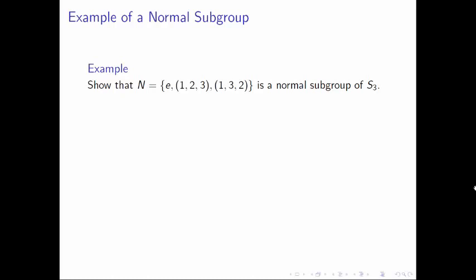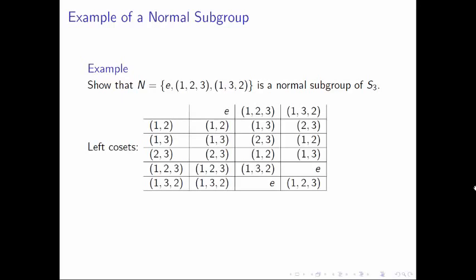So let's begin with an example. Let's show that the subgroup N, which is the identity, the permutation (1 2 3), and the permutation (1 3 2), that's a subgroup of S3, is a normal subgroup of S3 using the definition.